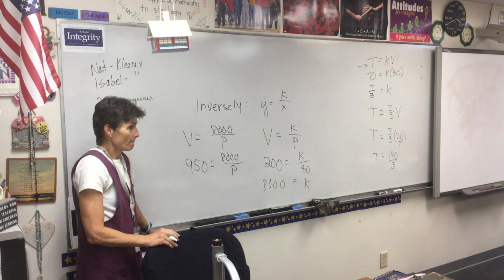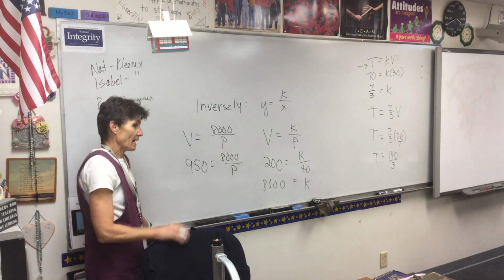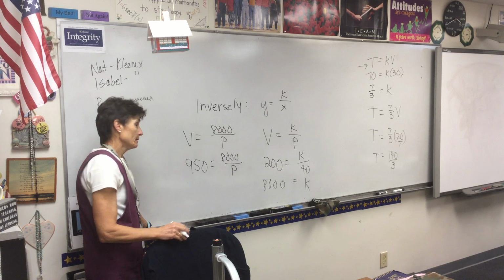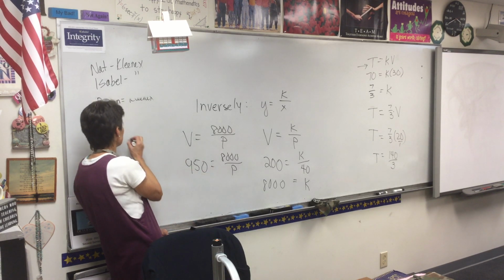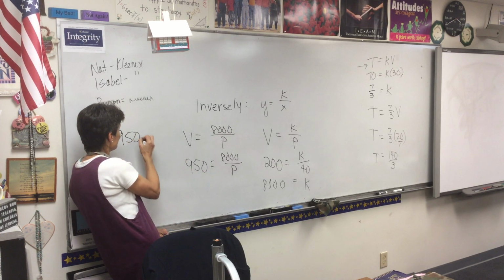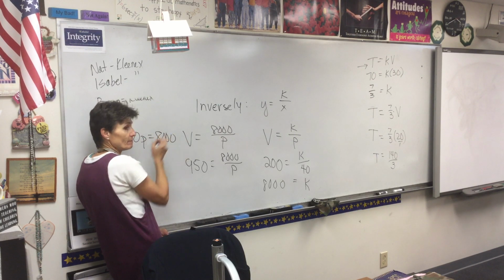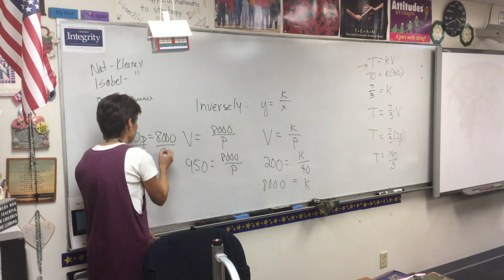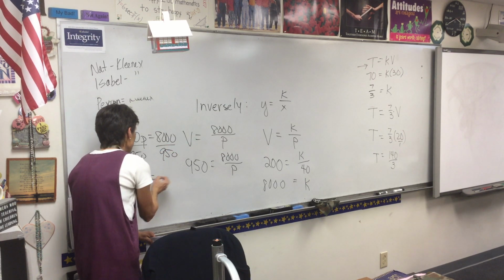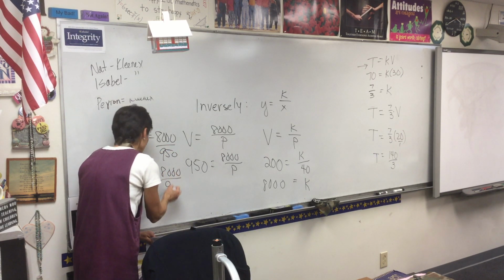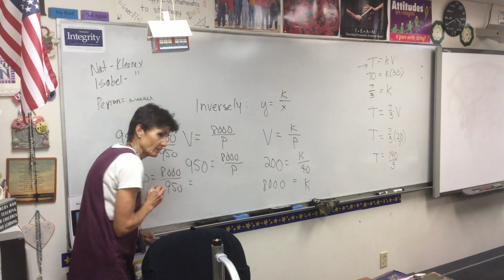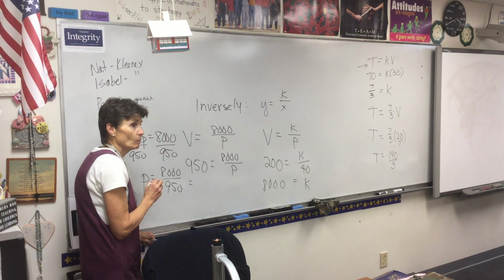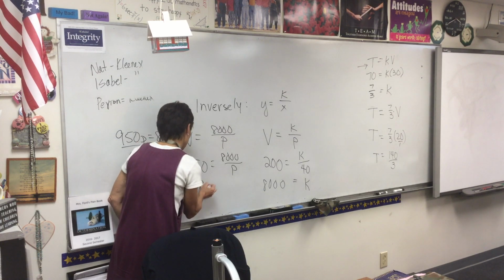See what I'm doing? Now I need to solve that. Let's not get wild and wacky. Let's multiply both sides by P. So 950P equals 8,000. And then divide by 950. So P is whatever 8,000 divided by 950 is. I heard a calculator come out. 8.42.